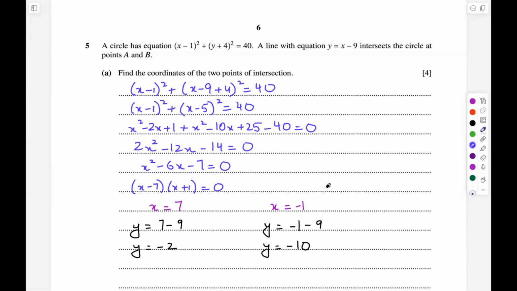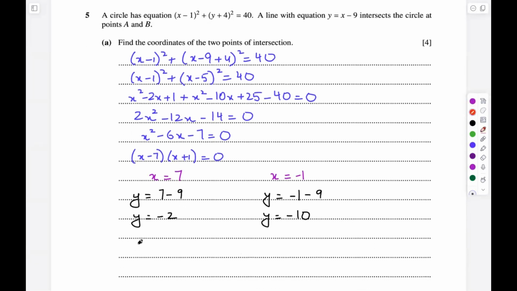So we can say that point A will have coordinates (7, minus 2) and point B can have coordinates (minus 1, minus 10), or the other way around. It could be B with coordinates (7, minus 2) and A with coordinates (minus 1, minus 10). Both will be marked correct.